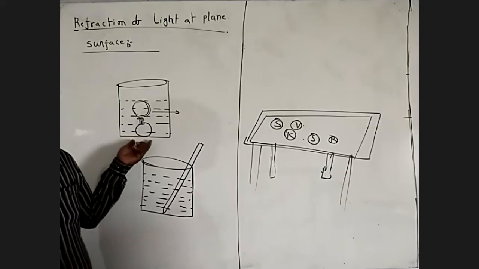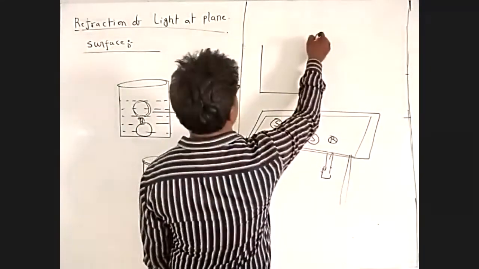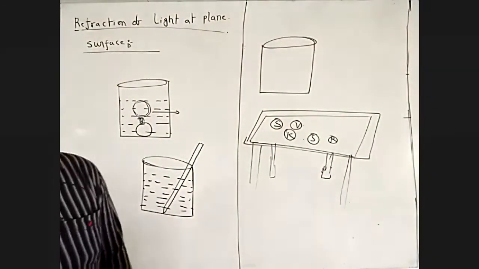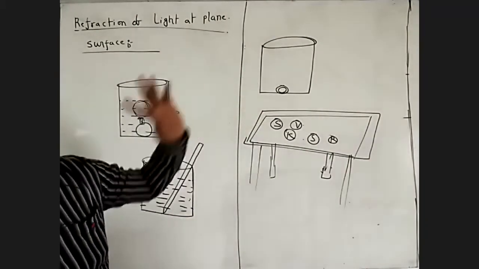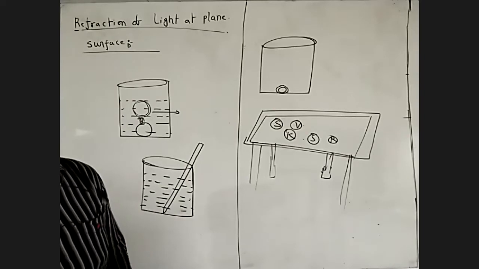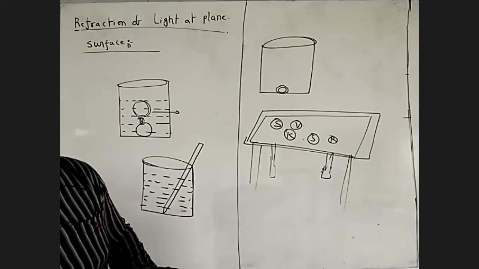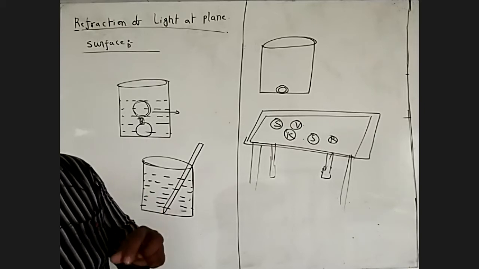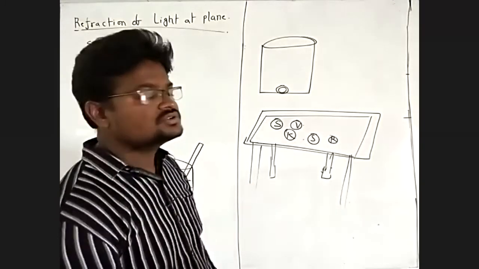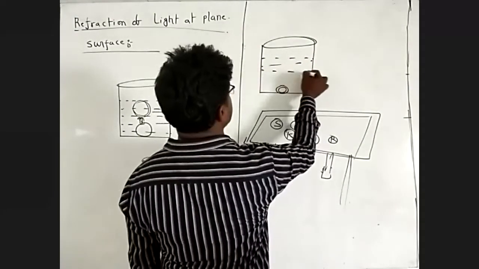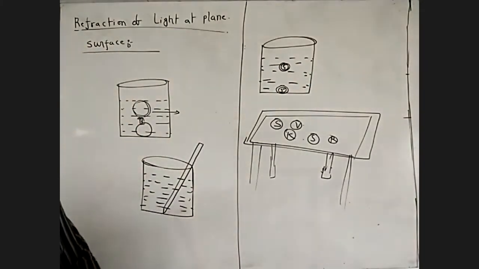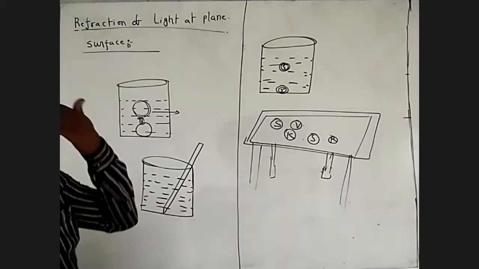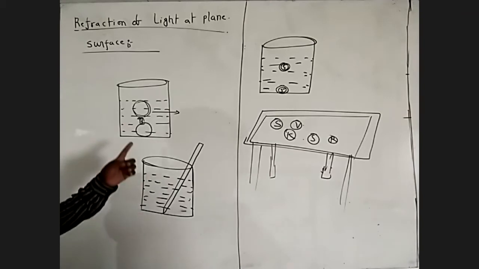Suppose, for example, one more vessel. A 5 rupees coin is kept on the bottom of the vessel. Without water, when we look at the coin, the bottom of the vessel does not appear raised. But when this vessel is filled with water, the coin appears raised and bigger than its actual size.